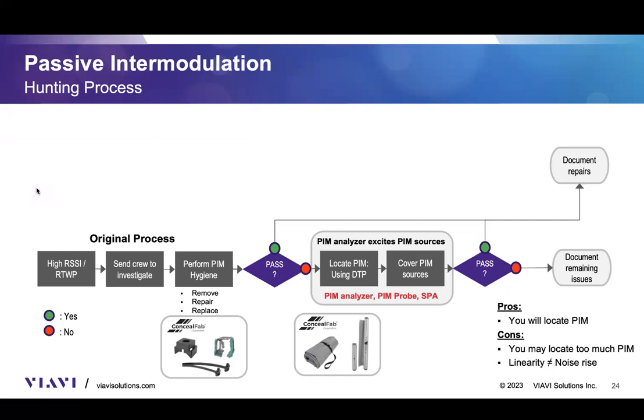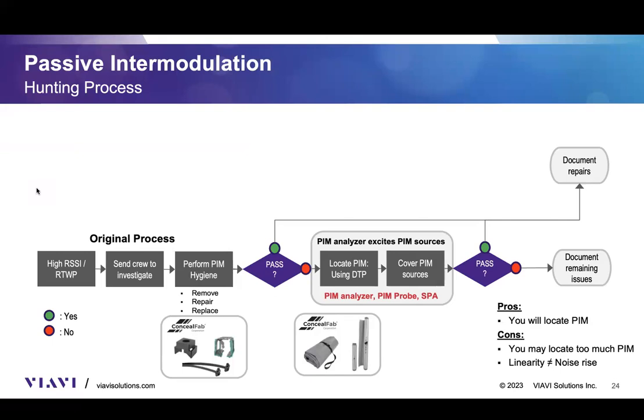When a PIM analyzer is used, you disconnect the jumper cables from the radio and connect the PIM analyzer. You inject two frequencies, two CW tones, into the system under test, and you monitor the magnitude of the third order intermodulation product that's generated by those test signals. We use a feature of the PIM analyzer called distance to PIM to give us an indication of where the PIM is coming from. We can use a PIM probe to hunt that signal outside the antenna system.